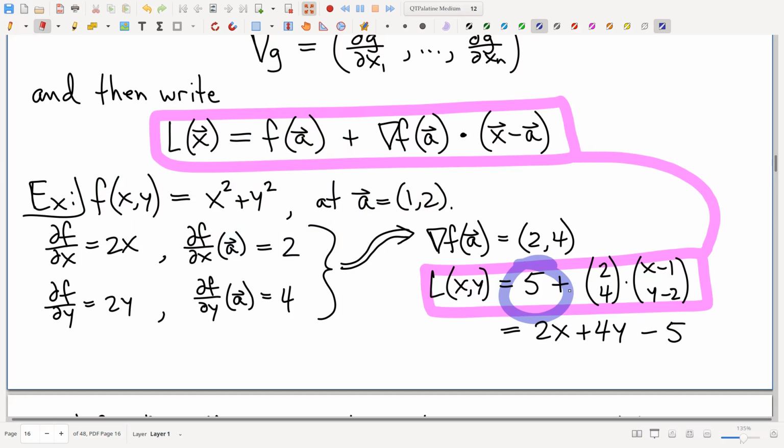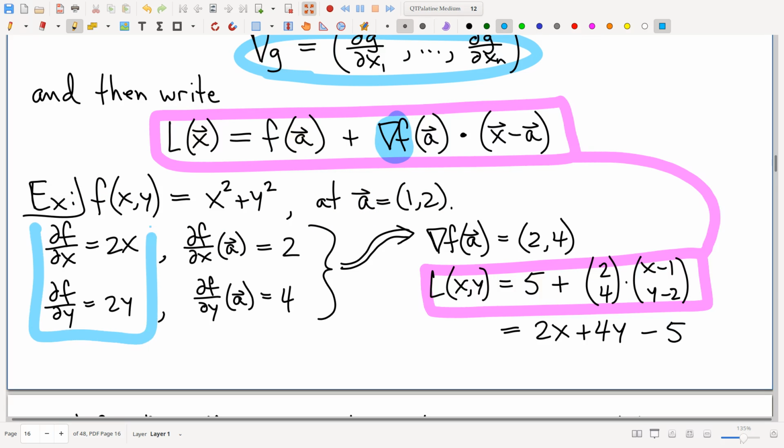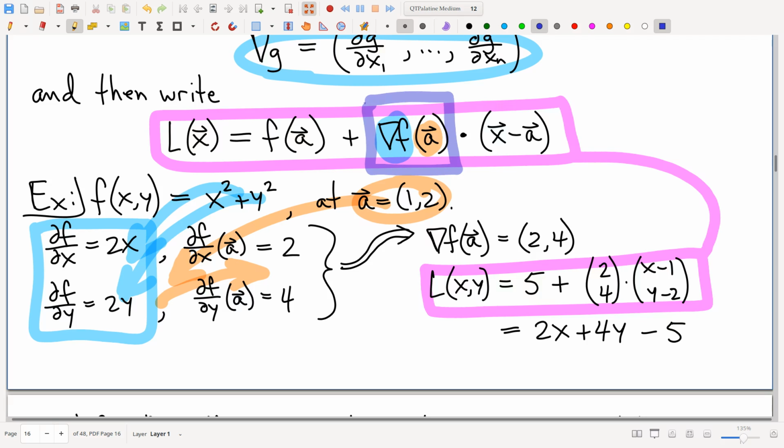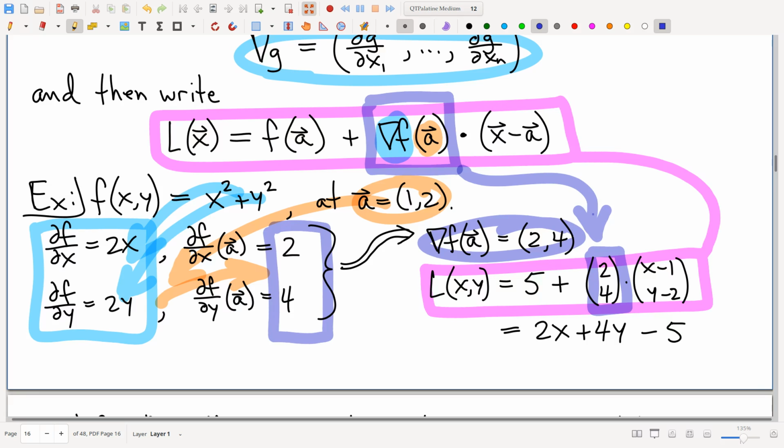Okay. Next, I've got to compute the gradient. Now, let's be careful here. The gradient is all of the partials. Here I've computed the partials of f. Now, into that, I plug in my point A. And that gives me that my gradient evaluated at A is these two values, like so. So that becomes that.